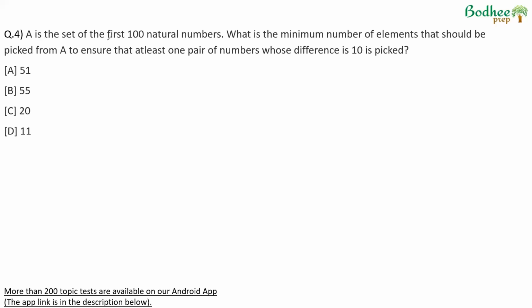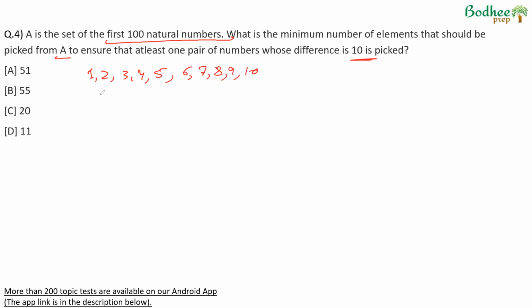A is the set of first 100 natural numbers, 1 to 100. What is the minimum number of elements that should be picked from A to ensure that at least one pair of numbers whose difference is 10 is picked? So we start picking numbers from 1 until we reach a number where the difference is about to get to 10. So 1, 2, 3, 4, 5, 6, 7, 8, 9, 10.